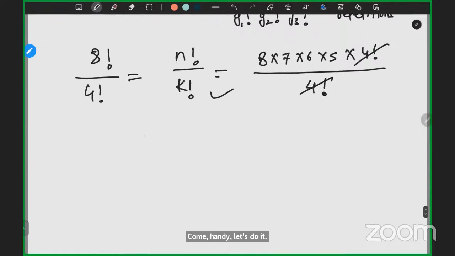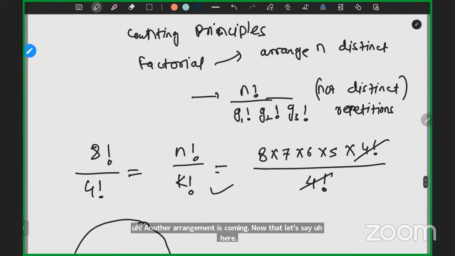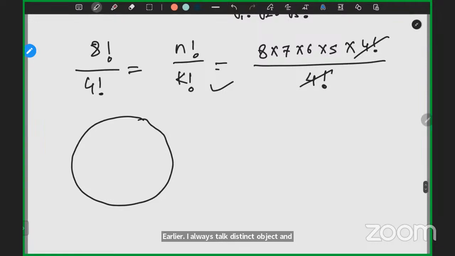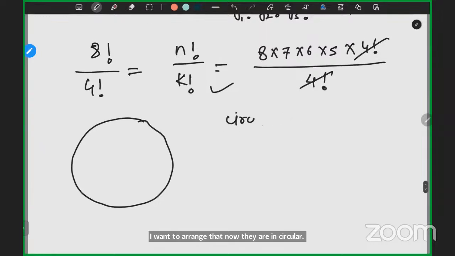Now another arrangement is coming. Earlier I always talked about distinct objects in linear order, which I want to arrange. Now they are in circular fashion. I want to arrange them in circular order, or circular arrangement.